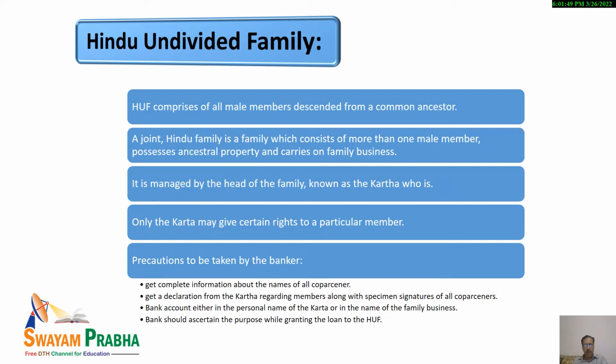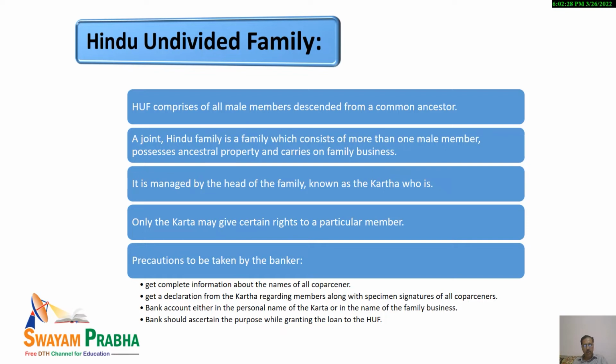They must get the detailed information regarding other members known as co-partners. Kindly note that in case of HUF, various members are known as co-partners, and they should get a declaration from the Karta regarding various members, regarding various co-partners, and they must also get the specimen signatures of the Karta and various other co-partners. And in this case, the bank account may be in the favor of the Karta, or it may be in favor of the family business.